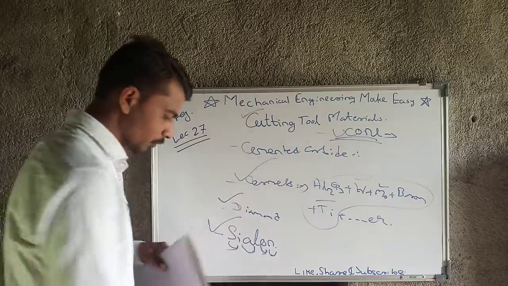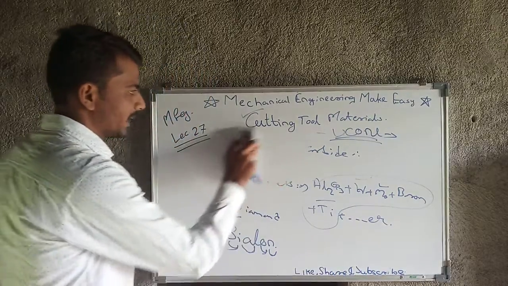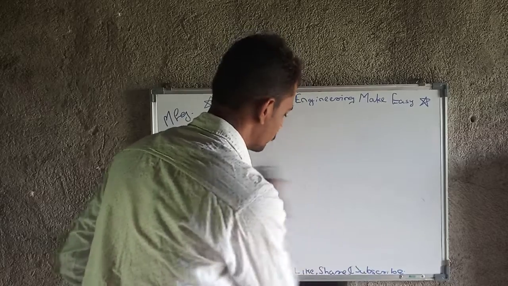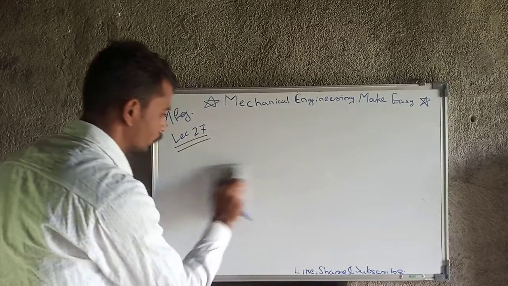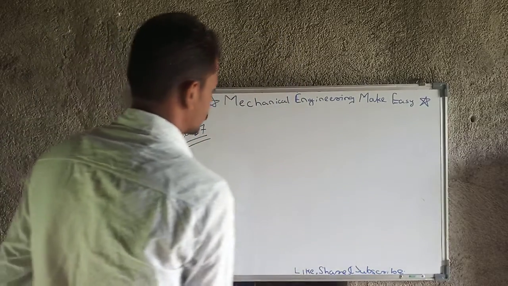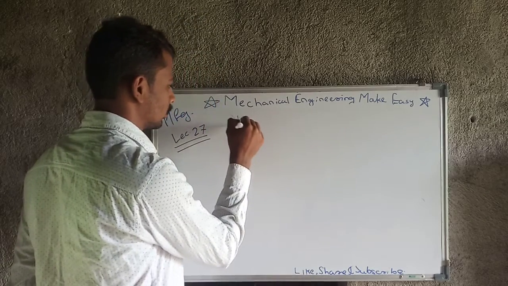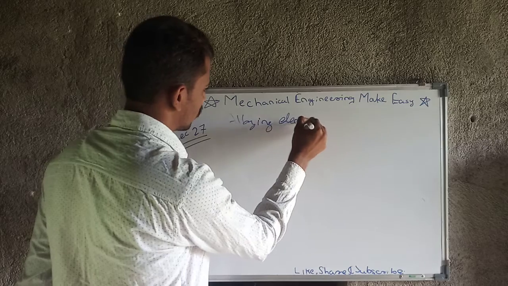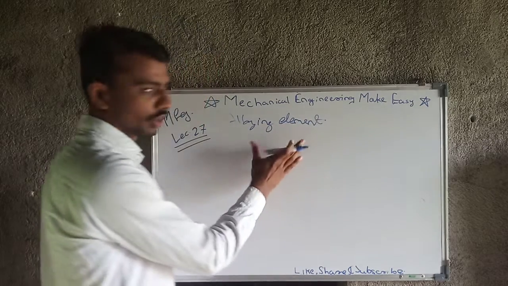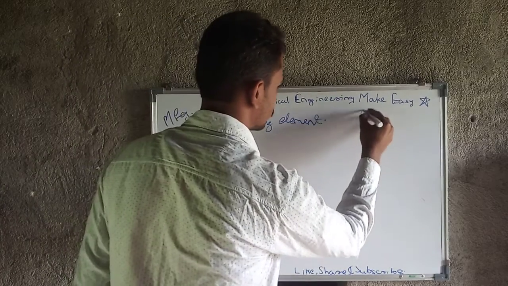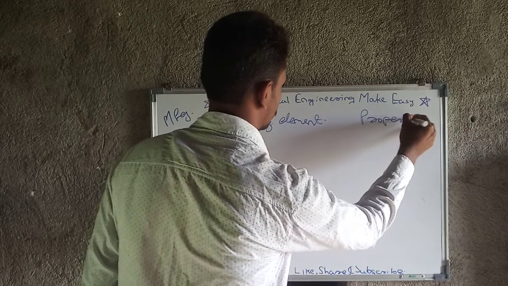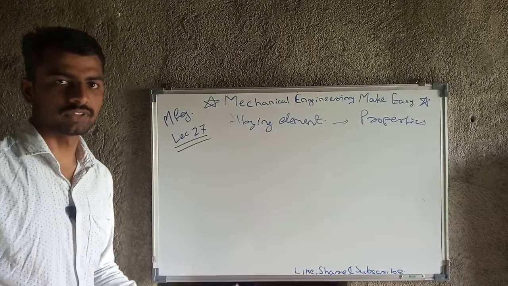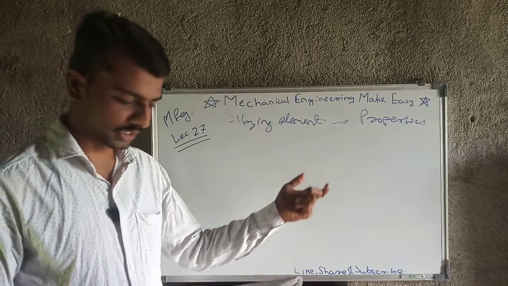Okay, then we will move towards our next topic. We have covered all the important cutting tool materials. Now we will move towards another topic, that is alloying elements, and because of those alloying elements, which kind of properties we can change.